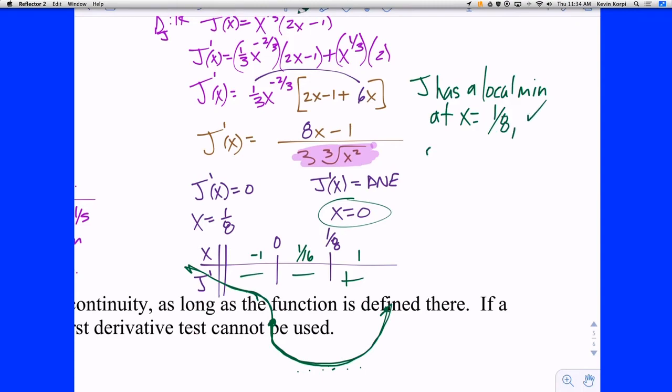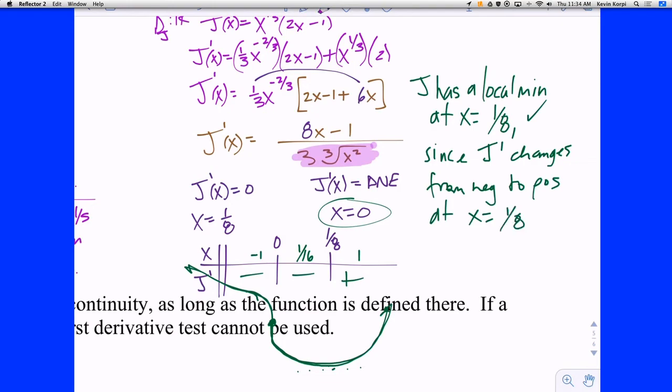There's a check, essentially, since J prime changes from negative to positive. Where? I was writing the word where. At x equals 1/16 or 1 or 1/8? Yeah, 1/8. Remember, it's real easy to come back in here and use one of your test values. So make sure that those critical values stand out. And that's it right there.